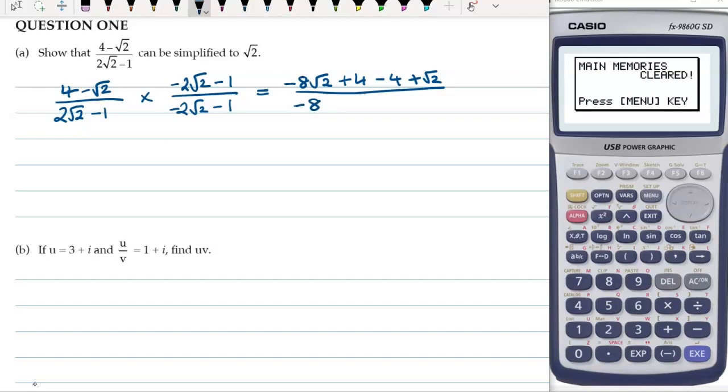And then the positive one of this and the negative one of that will cancel each other out, and we have minus 1 times minus 1, which is a plus 1. So we have minus 8 root 2 plus a root 2 is minus 7 root 2. The 4 minus 4 cancels on the top. We have minus 8 plus 1 is minus 7. The minus 7's cancel, so that's equal to root 2.